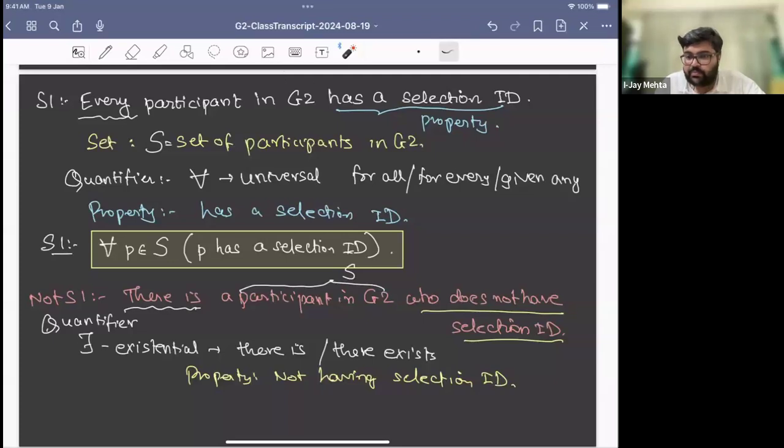Are you there? Okay, room number 7, Arpita.